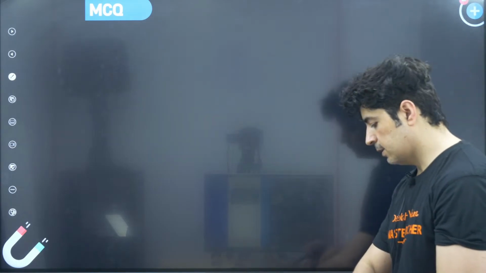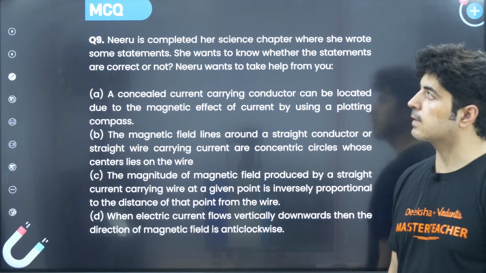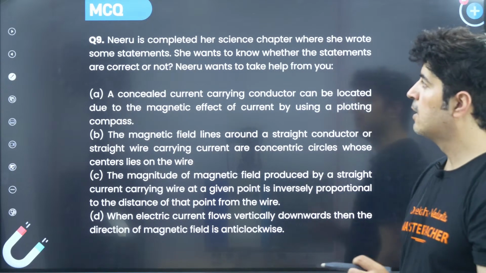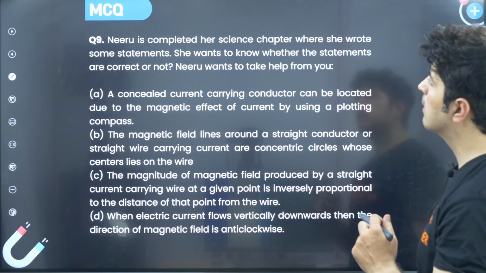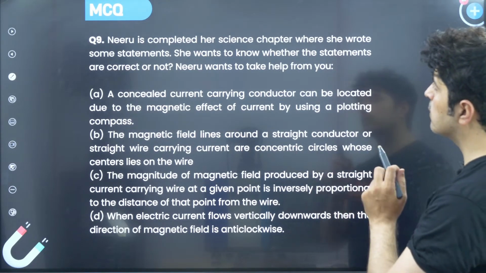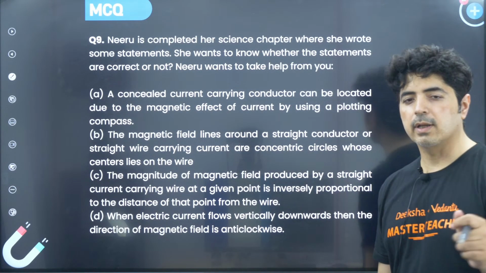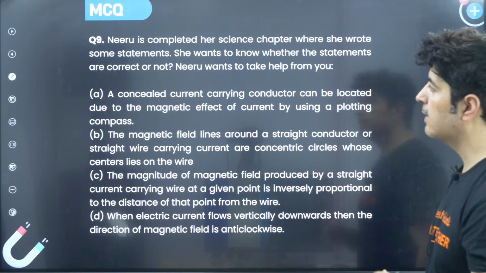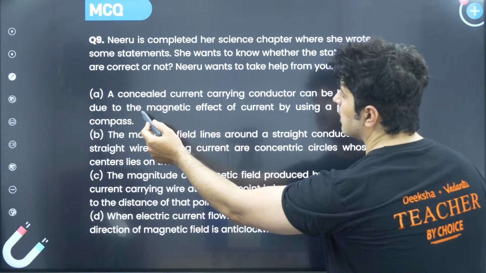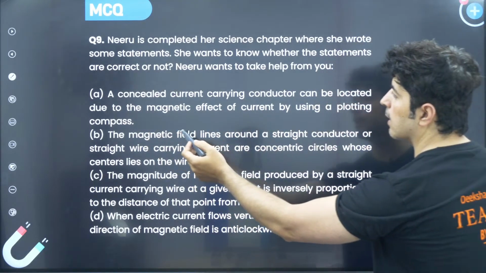Let's go further. Next question. Neeru. Good name, right? Nice name. So Neeru has completed her science chapter where she wrote some statements. She wants to know whether the statements are correct or not. So Neeru wants help from you. This is a question: a concealed current carrying conductor can be located due to the magnetic effect of current using a plotting compass.